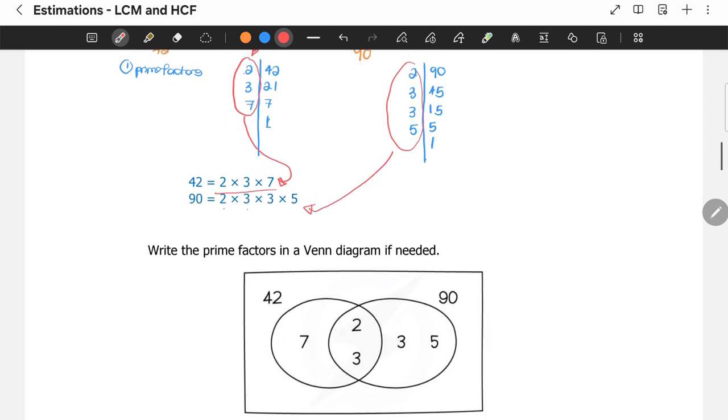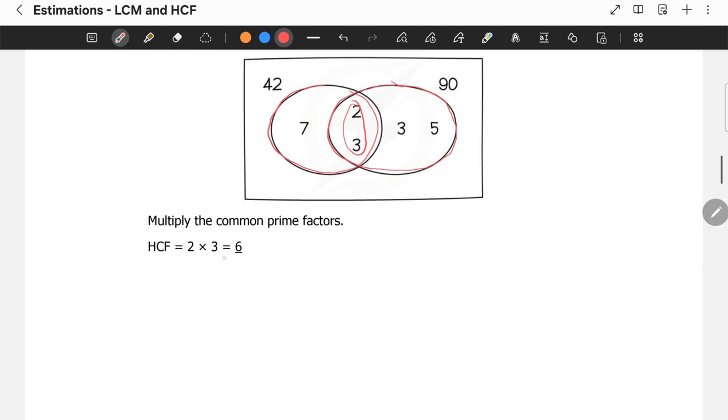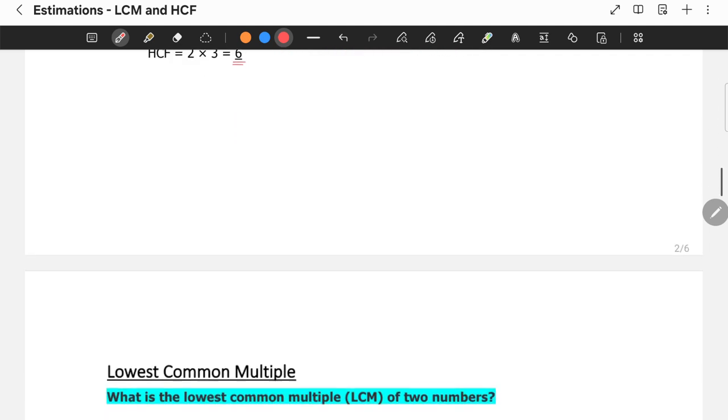So now you can even write a Venn diagram, where for 42 you write 2, 3, and 7, and for 90 you write 2, 3, 3, and 5. What is common between them is 2 and 3, or in this case, by elimination, we say what's common: 2 and 2, and 3 and 3 again. Then the highest common factor is going to be 6, 2 times 3.